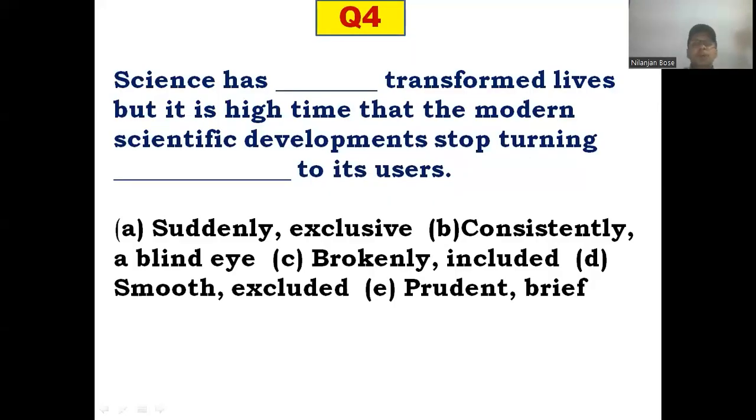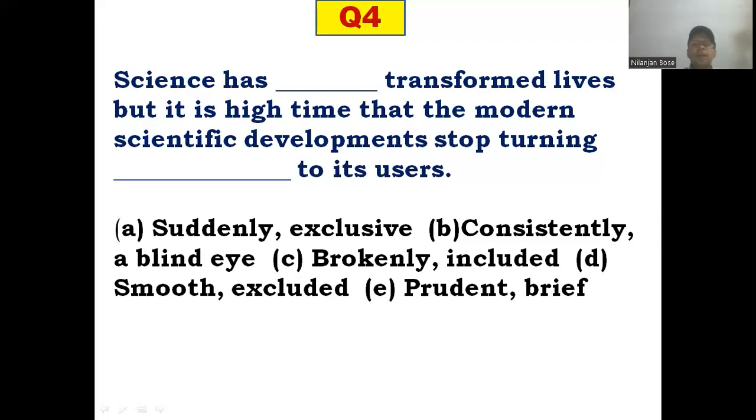तो क्वेश्चन नंबर 4 आ चुके हैं, उसके हम लोग देख लेते हैं. Science has dash transformed lives, but it is high time that the modern scientific development stop turning dash to its users. अब यहाँ पे आप क्या करोगे? देखो, science has dash transformed lives. साइंस ने लाइफ्स को ट्रांसफॉर्म कर दिया है, बट यही है उपयुक्त समय that the modern scientific development stop turning dash to its users. तो इसमें आप क्या करोगे?